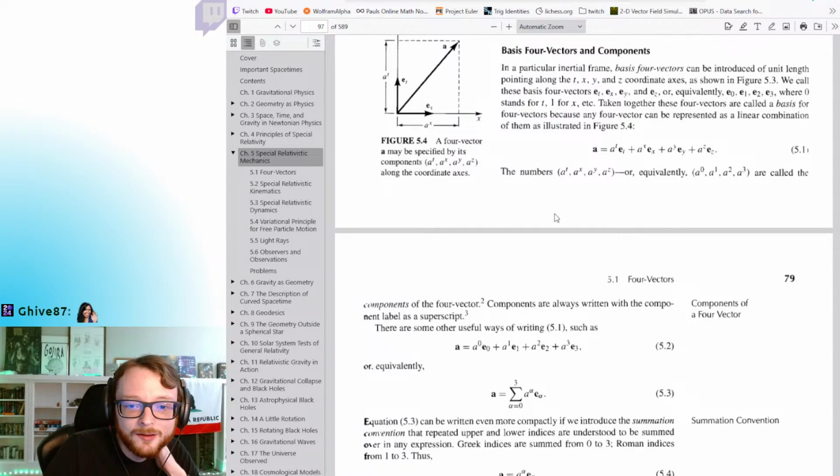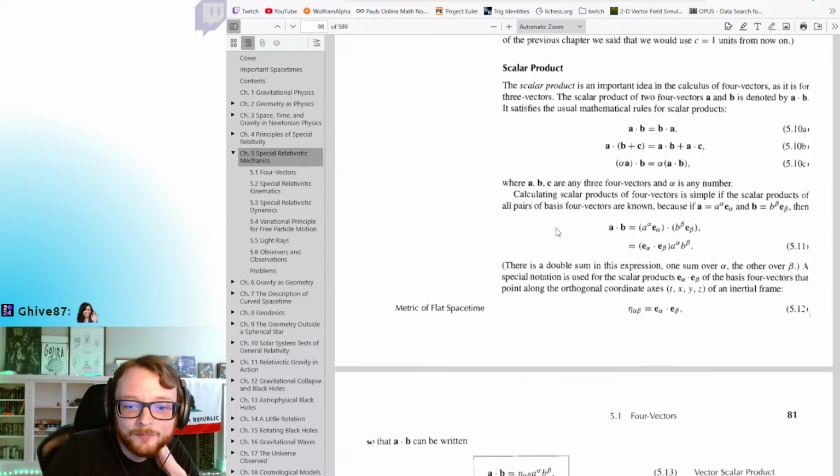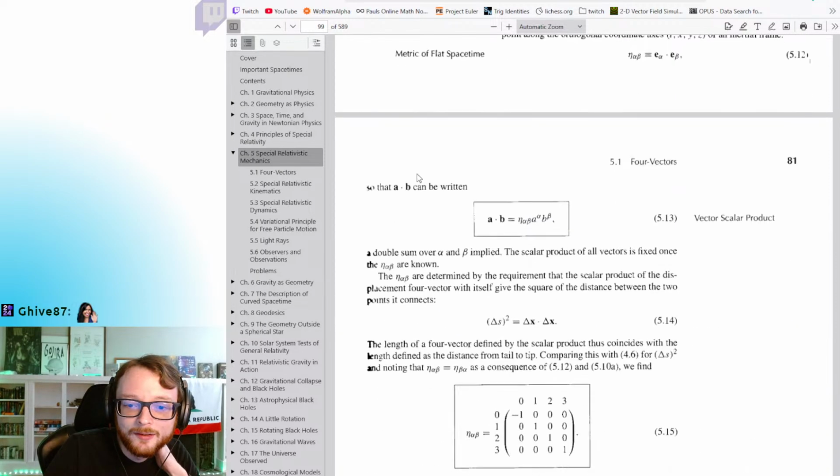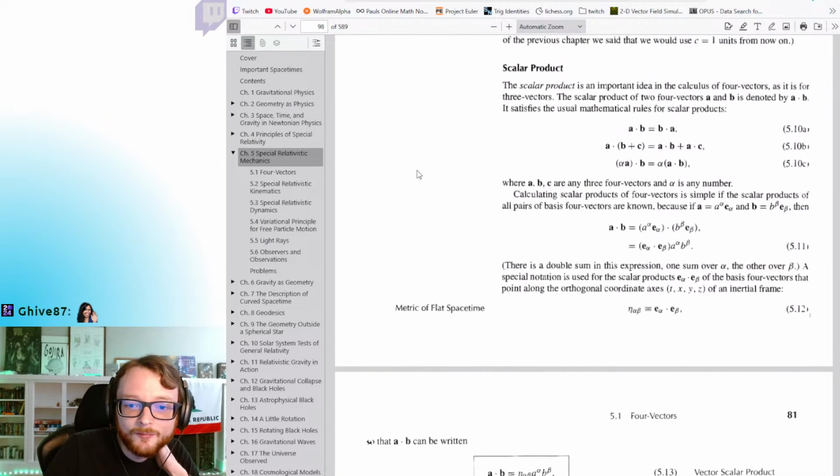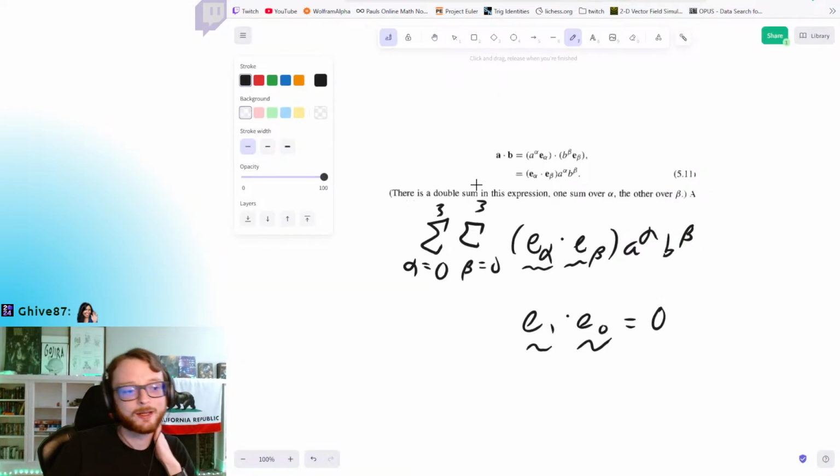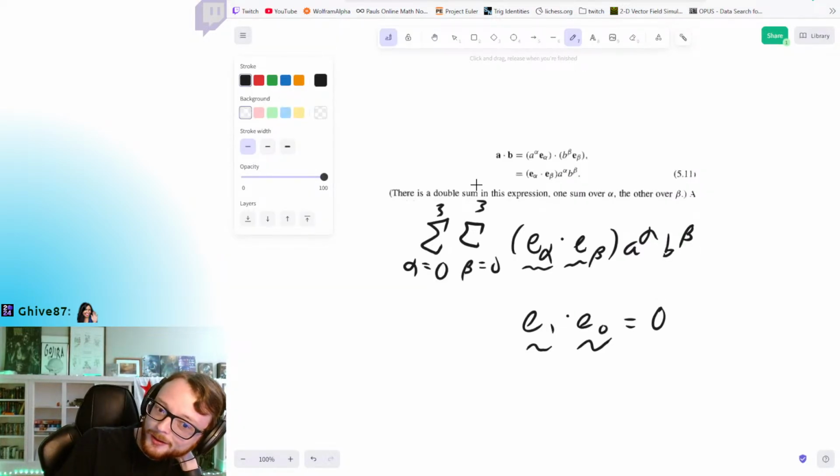Yeah, maybe the last sentence on the bottom of page 80: scalar products of basis four vectors that point along the orthogonal coordinate axes of an inertial frame. Okay. So that means they do have to be orthogonal. I think so. I mean, if it is actually a double sum, I think they have to be. Otherwise, it's not going to come out to be how we want it.